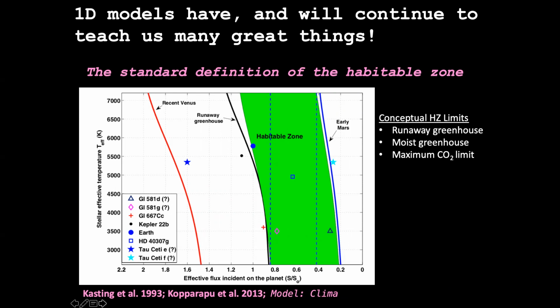1993 and later updated by Kopparapu et al. 2013 with a model now known as CLIMA. You might also know it from its pairing with the chemistry called Atmos, so Atmos CLIMA. So here we have the conceptual limits to the habitable zone that we all know so well nowadays, such as the runaway greenhouse, the moist greenhouse limit, or the maximum CO2 outer edge limit. This figure is from Kopparapu et al., showing these limits on the habitable zone across a wide variety of stars.